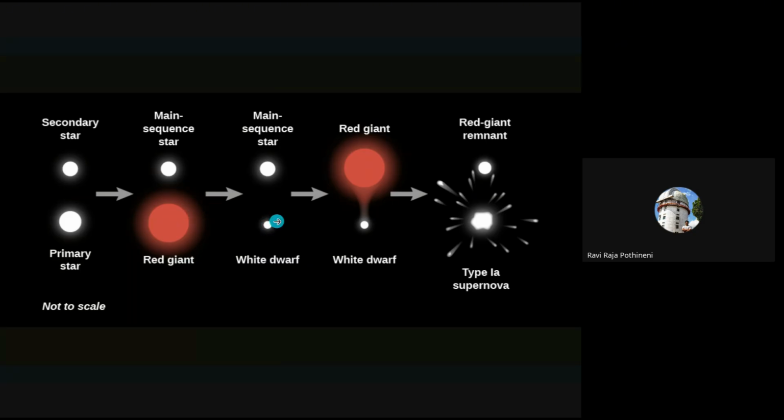And once it becomes a white dwarf, what does it do? The secondary star will try to hinder the evolution of the second star. Over a period of time, this also evolves into a red giant, and slowly it will try to capture as much mass as possible from the other evolved star, and over a period of time, they will end up in a supernova. You know what a supernova is, right? So this is one of the possibilities.